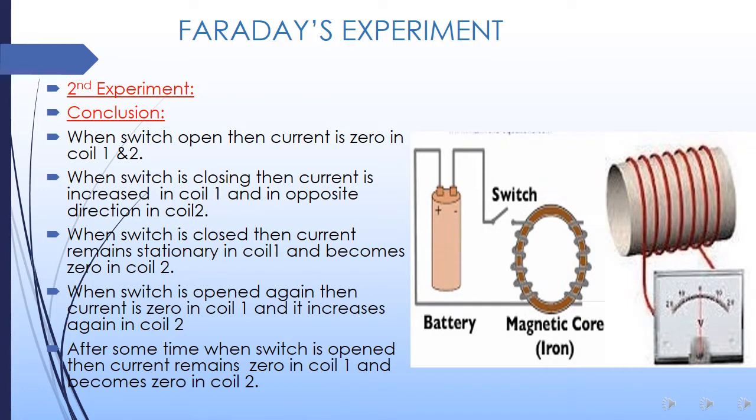And the last observation is, after some time we have seen this: when the switch is open, then the current becomes 0 in the first coil and the current also becomes 0 in the second coil. This was the experiment done by Faraday and Henry. So we have observed from both of these experiments that when there is a change in current, then the current is not 0, it shows some value.